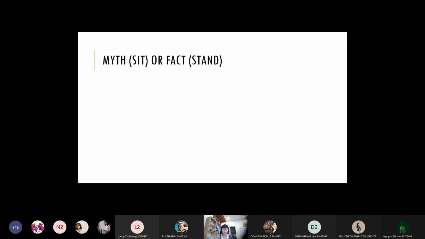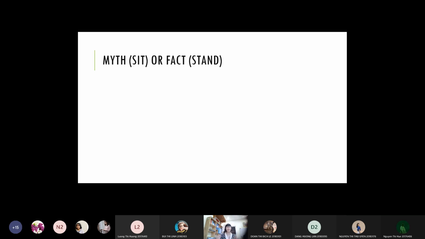If you think the statement is a myth, which is not true, then you keep sitting still, which you have been doing for the last few hours, sitting still in front of the screen, right? So if you think it is a myth, you keep sitting. But if you think it is a fact, then you can stand up. So you have to take a look at the statement to decide whether to stand up or to sit down, or to stand up again and sit down. So that involves some physical movement.